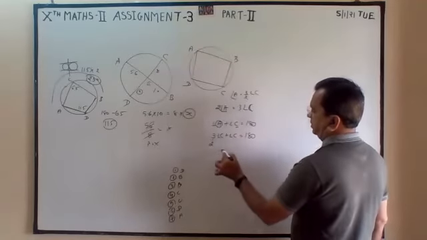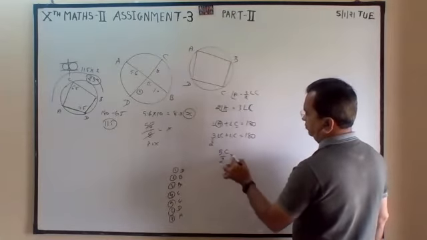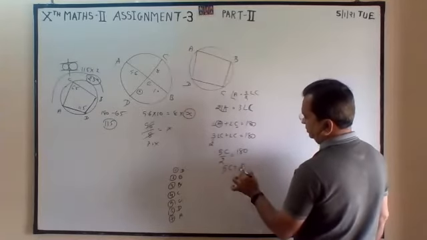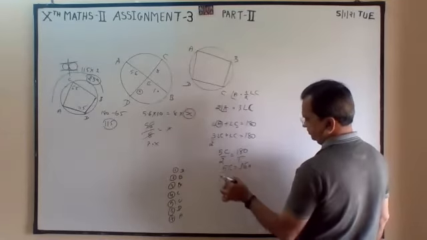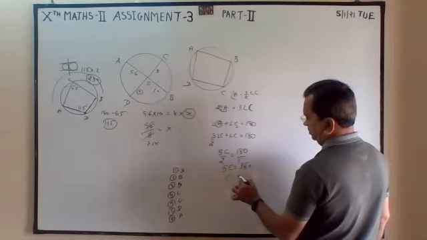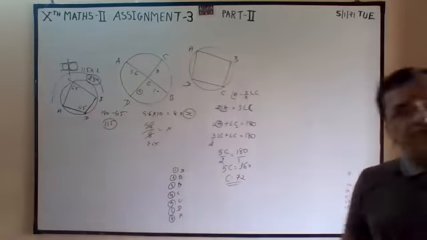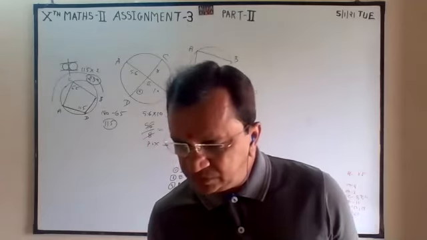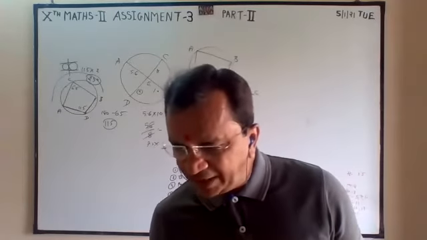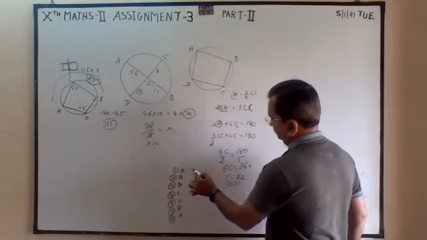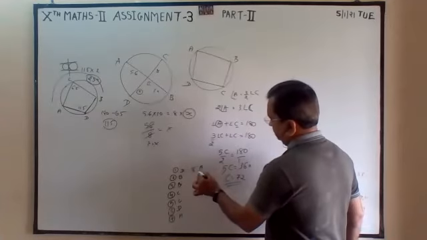2 ones are 2 plus 3, 5C by 2, it is 180. 5C, it is 360. Double cross product. 72 fives are 360. So the measurement of C is 72. That is the B answer.